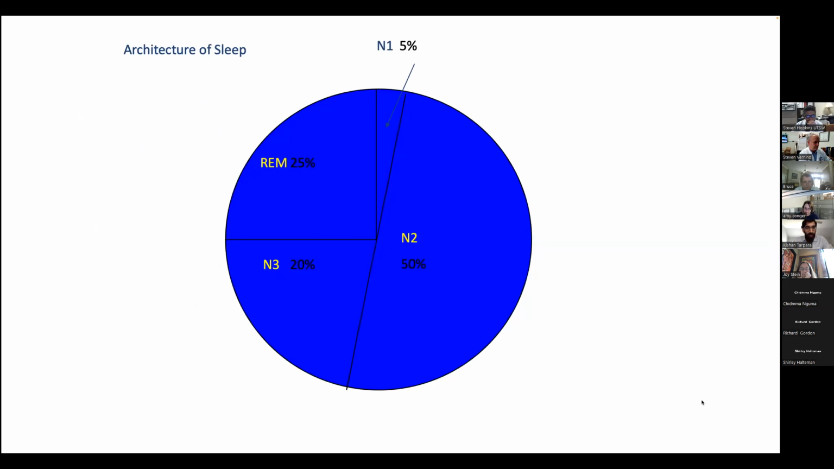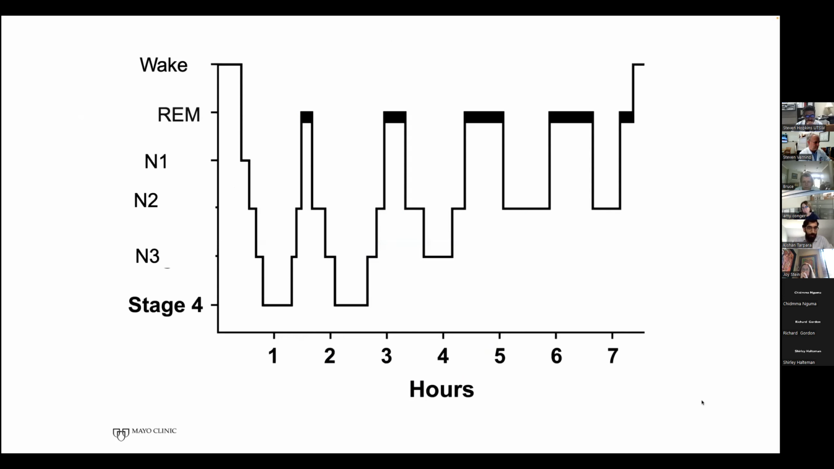The majority of it is stage 2 or N2 sleep. Then 20 to 25% is non-REM 3 sleep, or stage 3 sleep. And about a quarter is REM sleep, or rapid eye movement sleep, which is typically associated with dreams. This is a visual breakdown of what it looks like going through different sleep cycles during the night. In the early part of the night, there's more N3 sleep and relatively little REM sleep. During the course of the night, we get progressively more REM sleep and less N3 sleep.